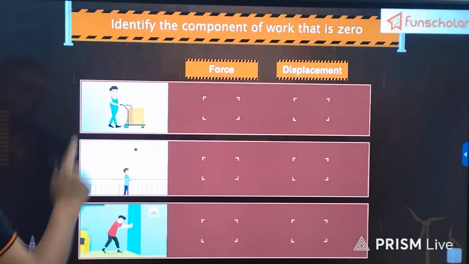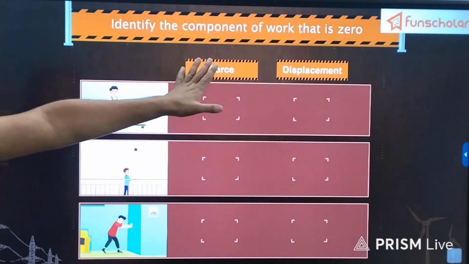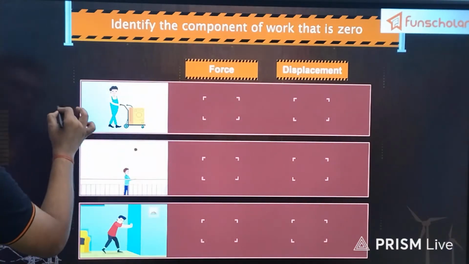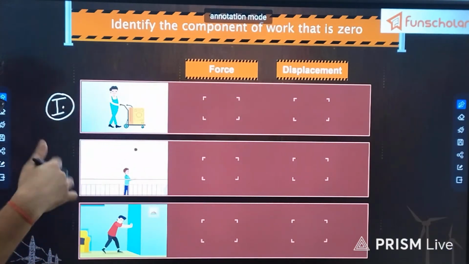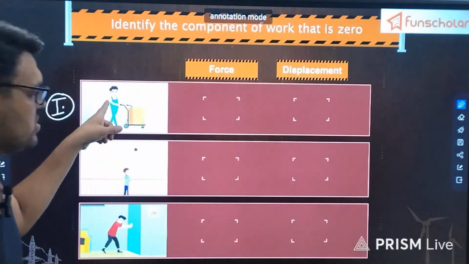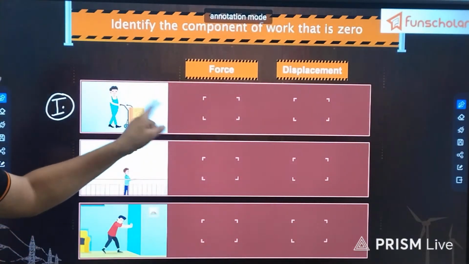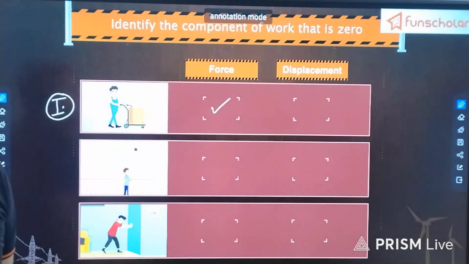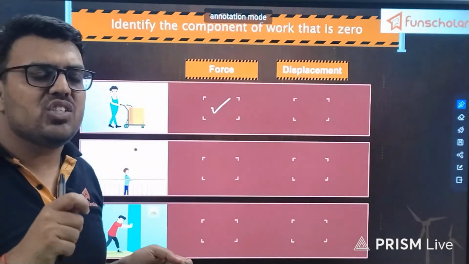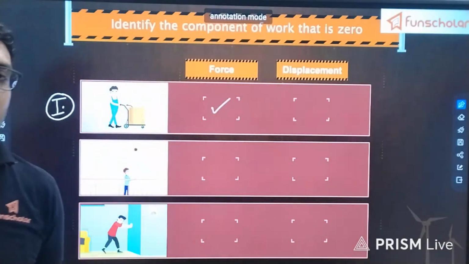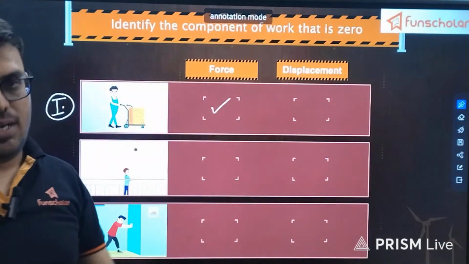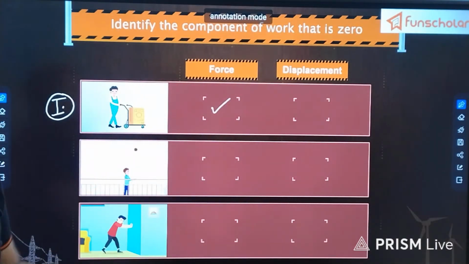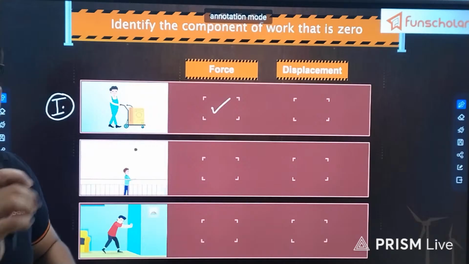Now solve this question. Identify the component of work that is 0. So these are the 3 cases. The first case is, again I am giving you the assumption so that you might not get confused. A person is pushing the cart, the cart is getting pushed, so the force is there, but my assumption is the force is small enough, we are just touching it, just giving it a gentle push, so there is no displacement. So here the force is there, and I am also assuming that the displacement is 0, the cart has not moved.